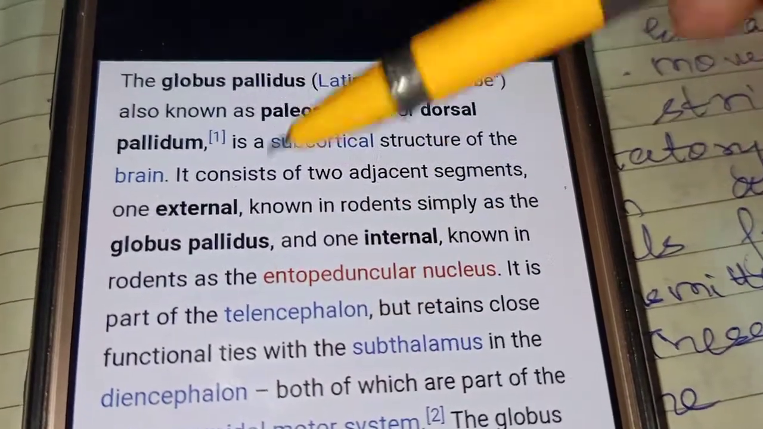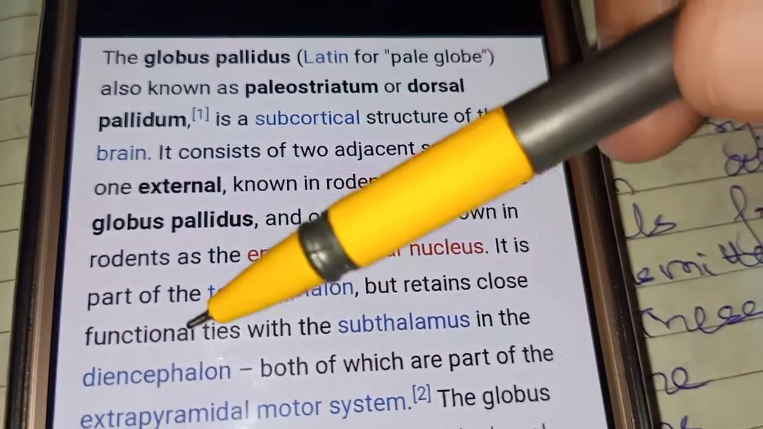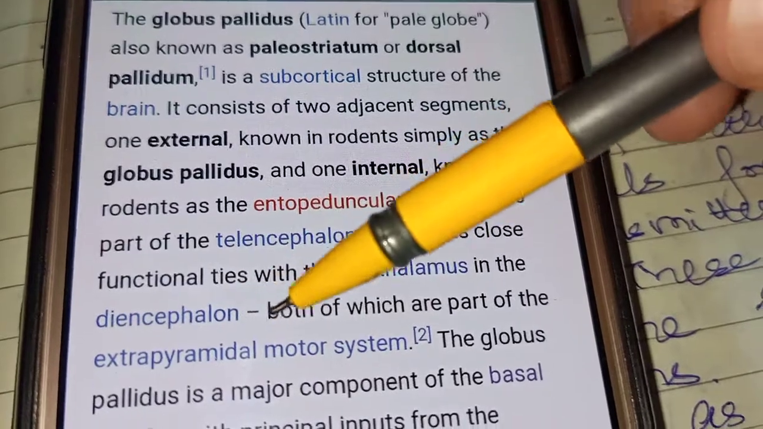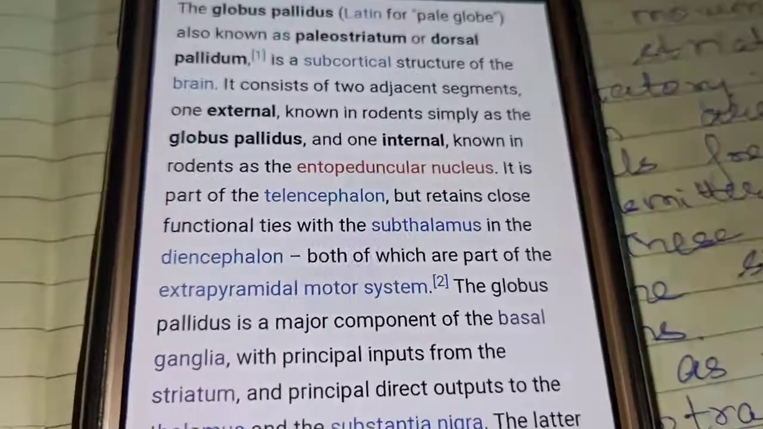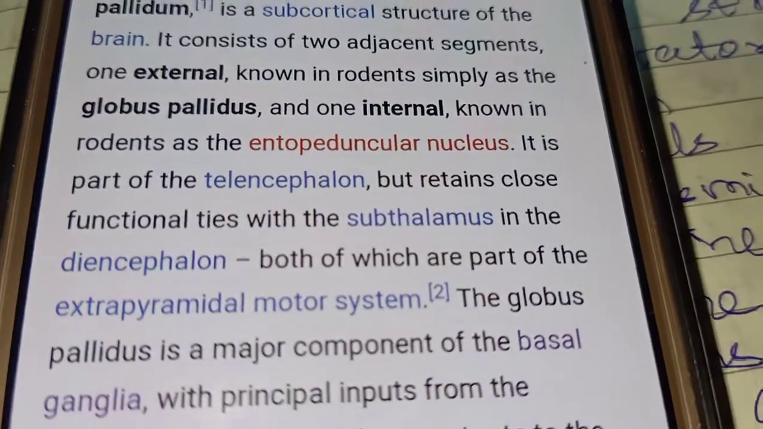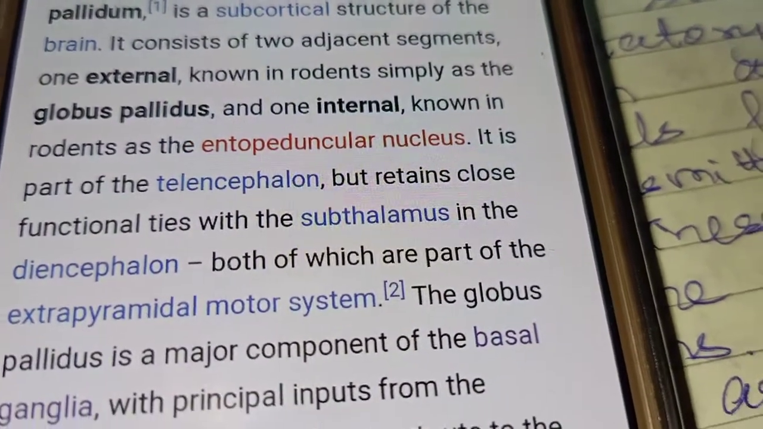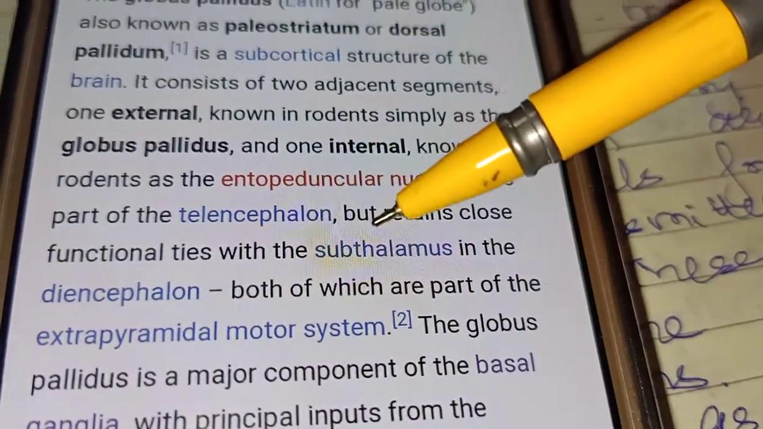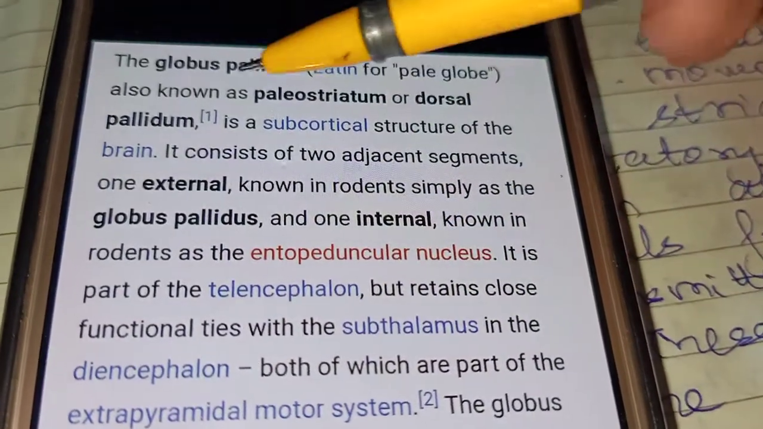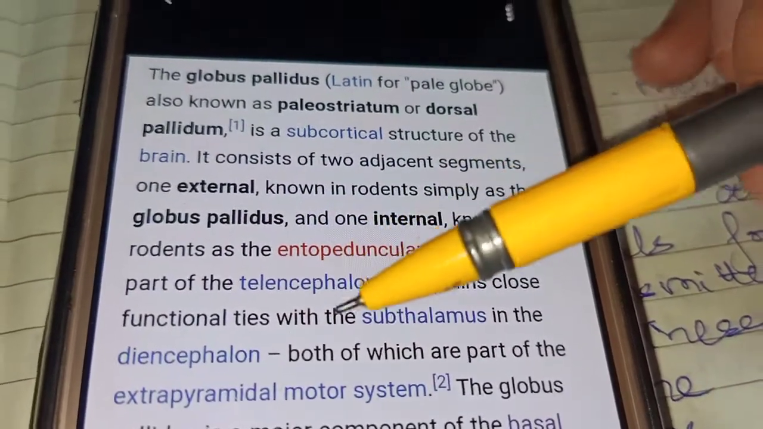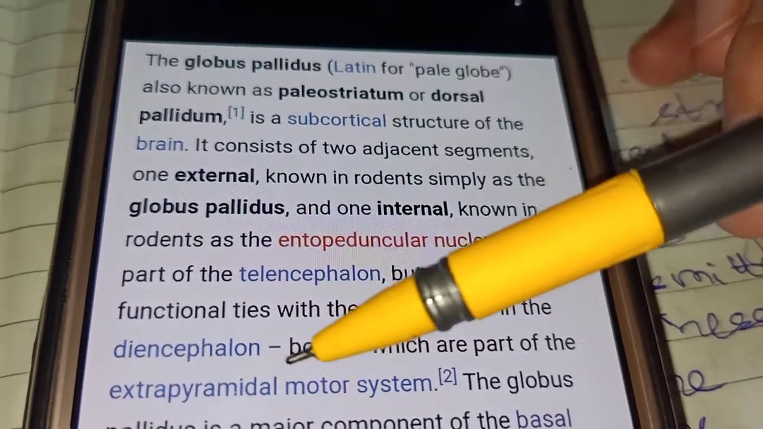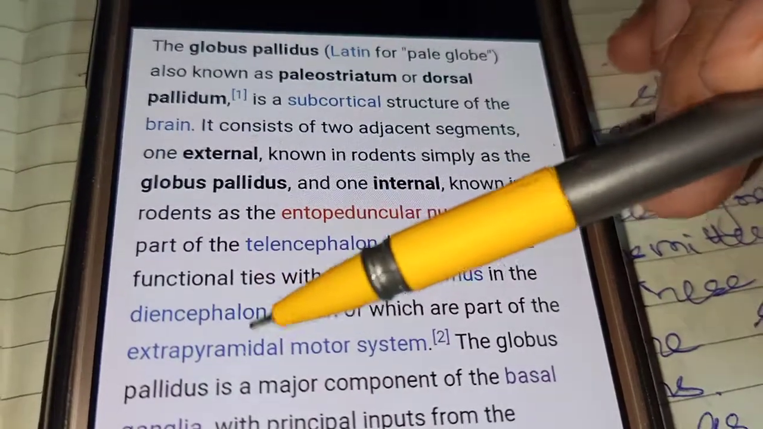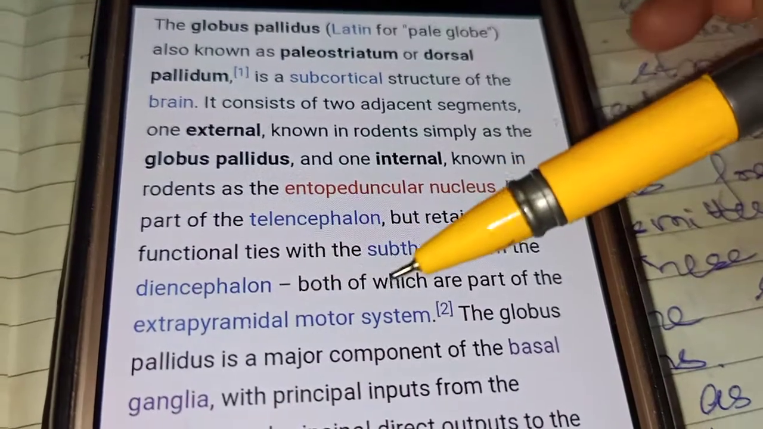Now these are the parts of telencephalon, but it retains close functional ties with the subthalamus in the diencephalon, both of which are part of the extrapyramidal motor system. So globus pallidus is a part of telencephalon, and functionally it is in connection with the subthalamus in the diencephalon. Diencephalon, you all know, consists of thalamus, epithalamus and hypothalamus.